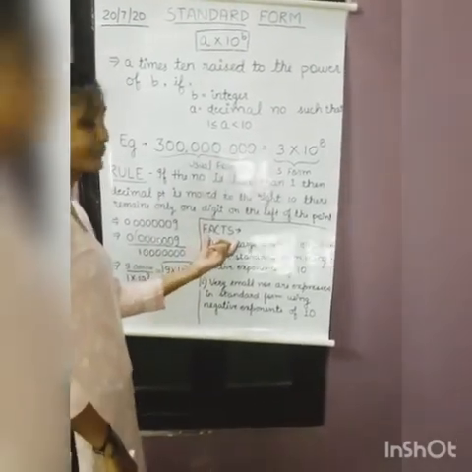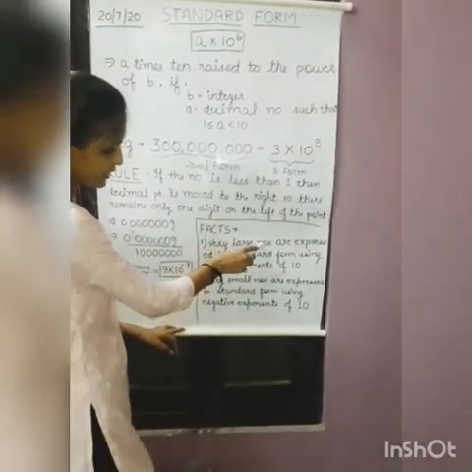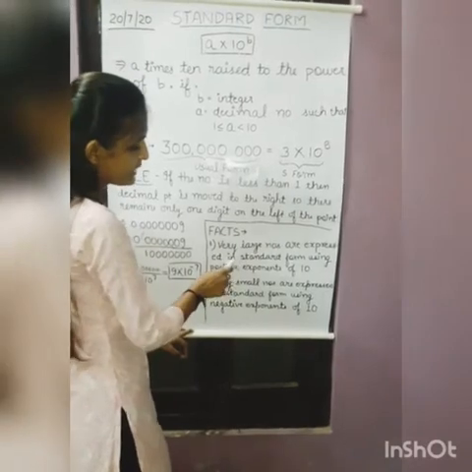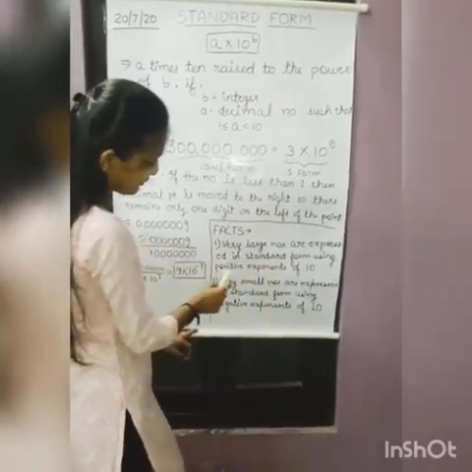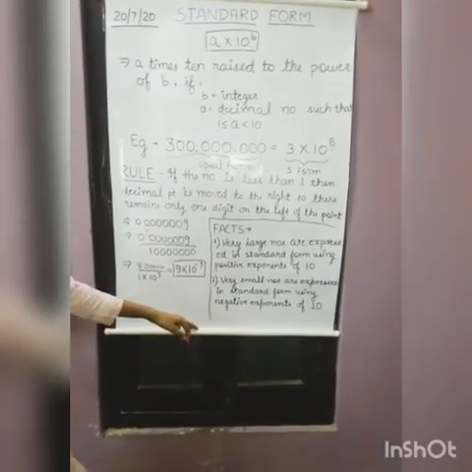Now, coming on to the facts. Number 1. Very large numbers are expressed in a standard form using positive exponents of 10. So what is written here?